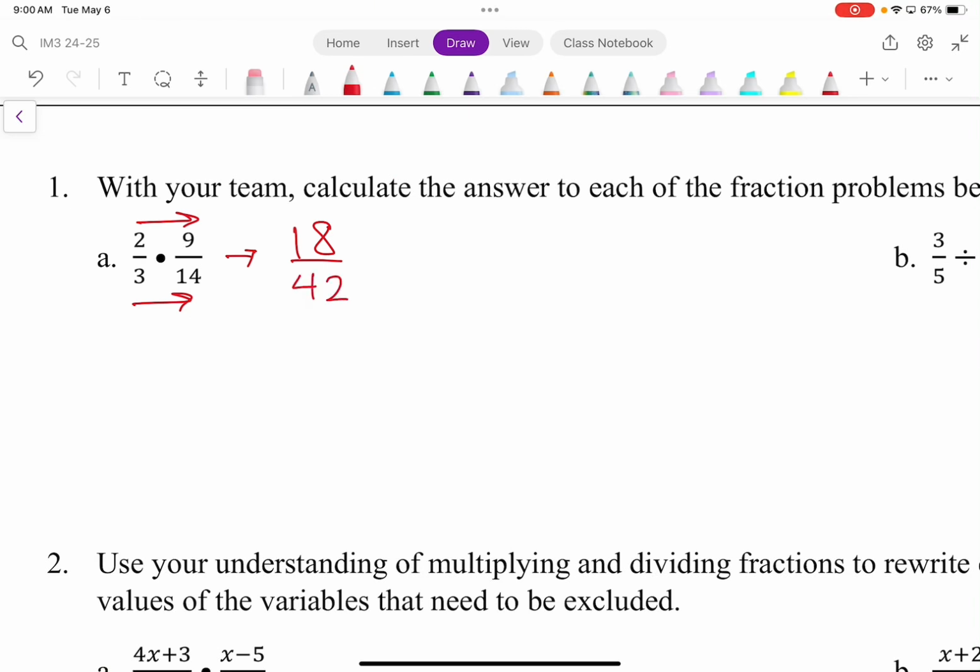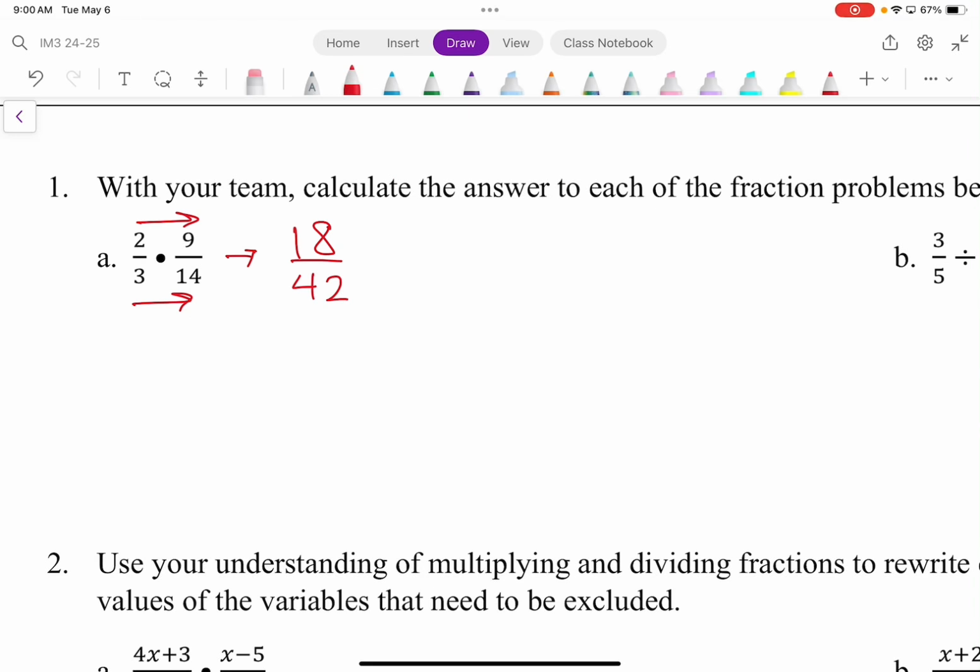Now, some of us are good with multiplying in our heads, some of us aren't. For a lot of you guys, maybe 14 times 3 is kind of challenging. You have to work it out, or you have to get a calculator. Now, is 18 over 42 a simplified answer? No, the fraction 18 over 42 can be reduced. Do you guys know what goes into 18 that also goes into 42? Now, I want you guys to think greatest common factor.